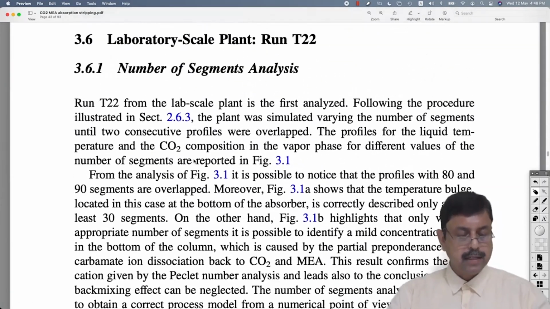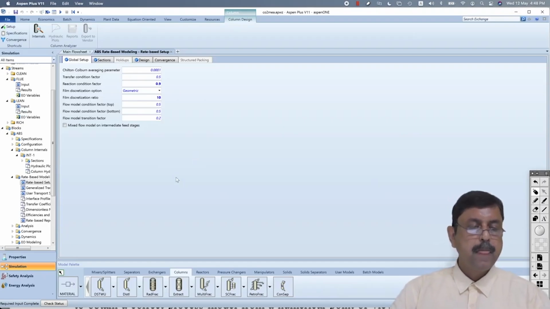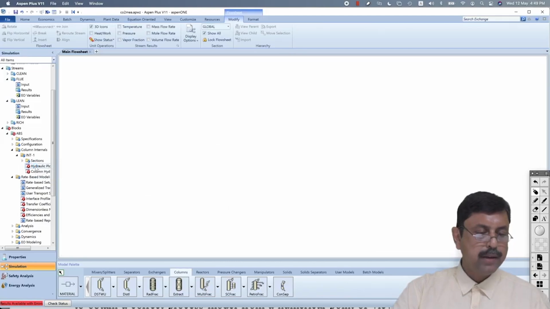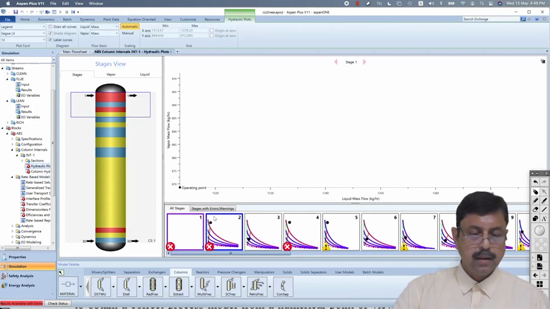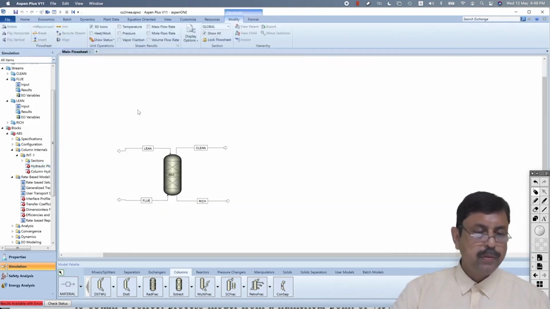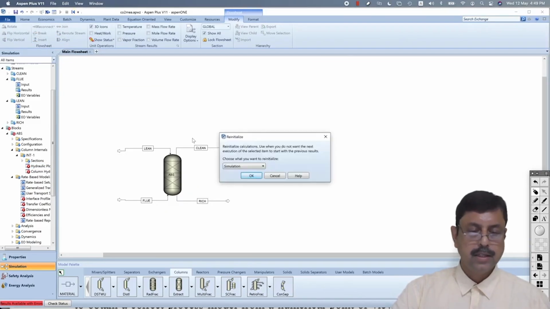So even without that, the simulation is ready to run. So we just run it. Okay, we have got some problem, and I believe the problem lies over here. Yes, so at many places you will see the operating points are lying over here. So many places are getting dried up. So our liquid flow rate, or amine flow rate, is very, very low. So we will increase the flow rate of amine.